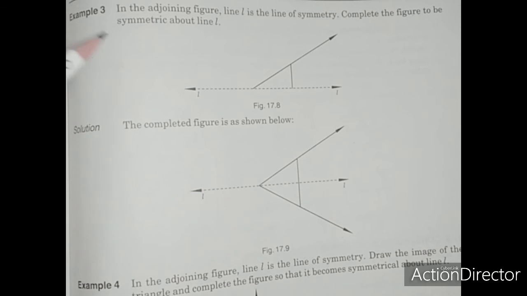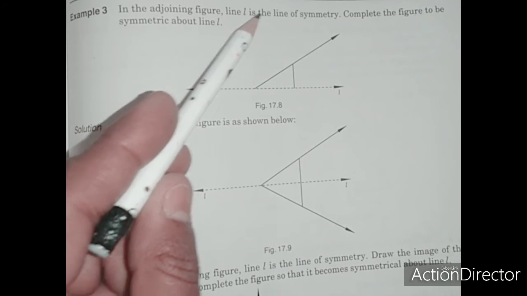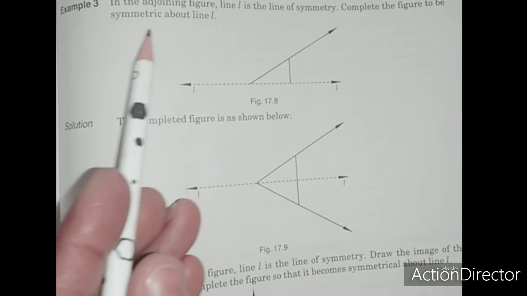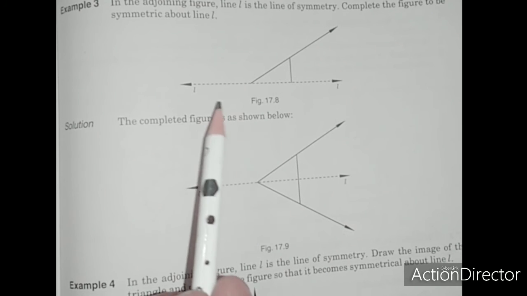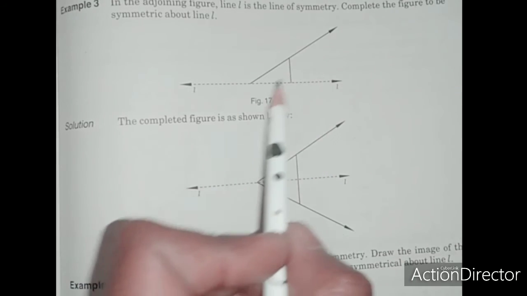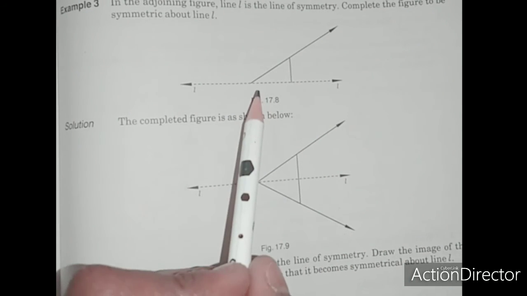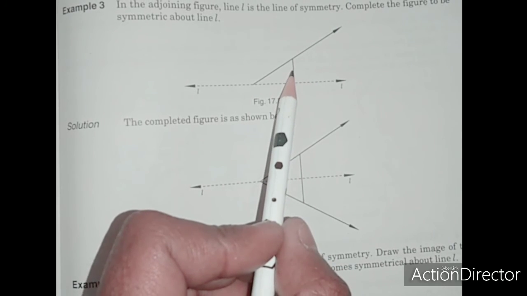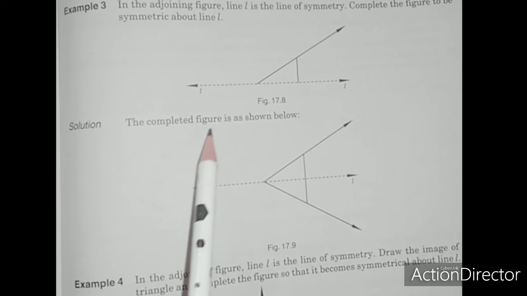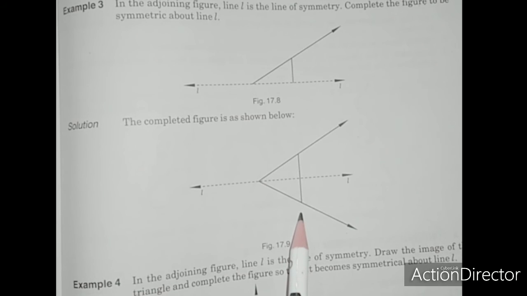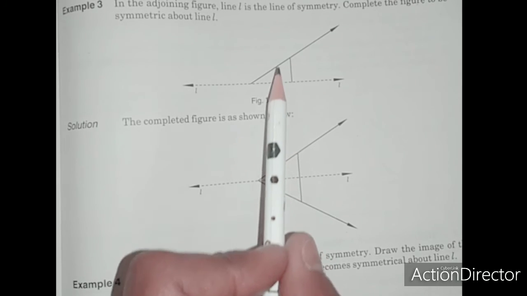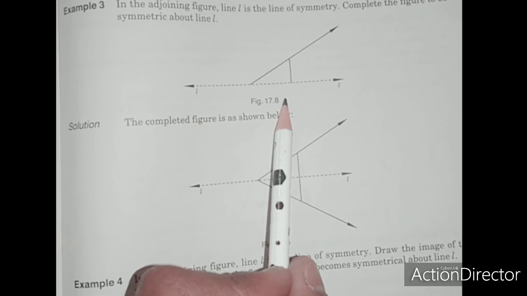Here is the next example. In the adjoining figure, the line L is the line of symmetry. Complete the figure to be symmetric about line L. So here L is the line of symmetry, and half the figure is given. If this figure is reflected here, we draw it like that. So the completed figure is shown like this. The same portion from this side we draw on the opposite side of the line.